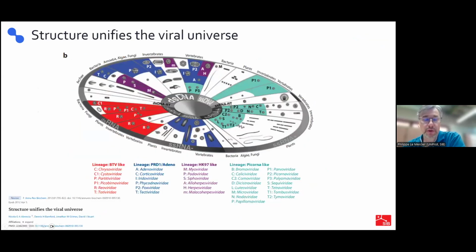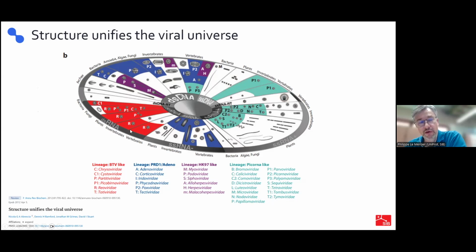So when we look at the viruses, it was published in 2012 that the structure actually unifies the virus universe. So this is the old taxonomy landscape. And you see, for example, in red, each bar is a type of virus which is different from the others. But in red, you see that the BTV fold of the capsid is shared by many of those. Or like the single gene role of picorna-like is shared by many of those.